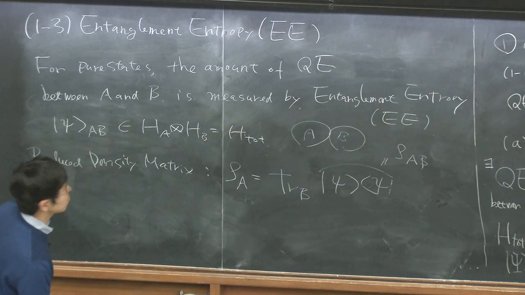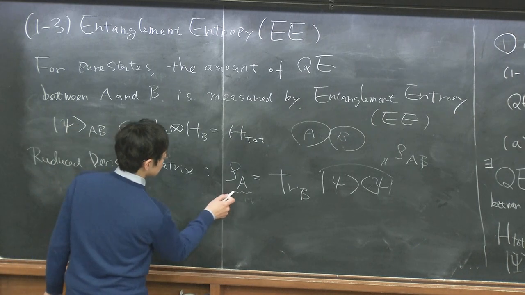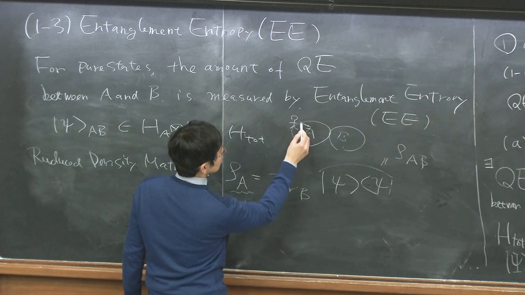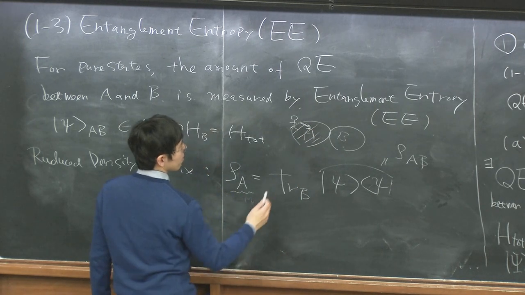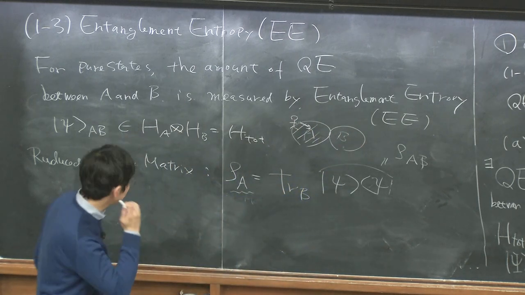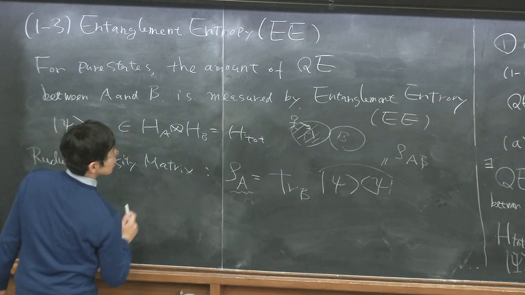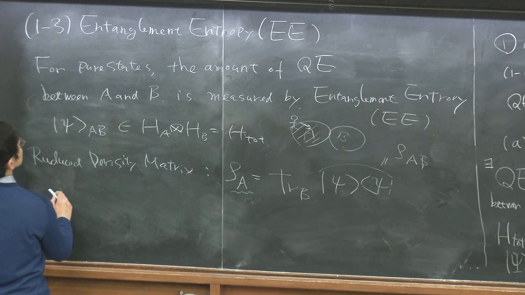So we end up with just an ambiguity of information. Or we can think of an observer who only has access to region A, the subsystem A. And this observer cannot see region B. So it's much like a black hole, and this is an interesting connection, as we will see later. In such a sense, we can talk about entanglement entropy.